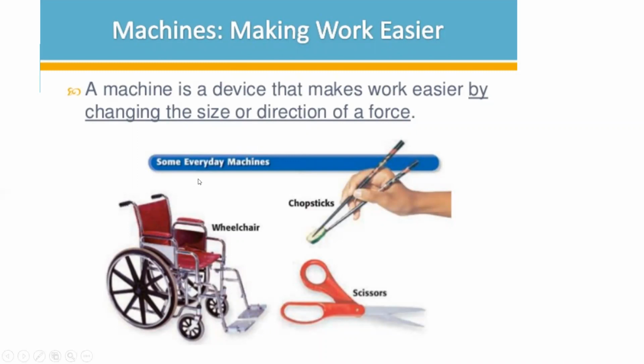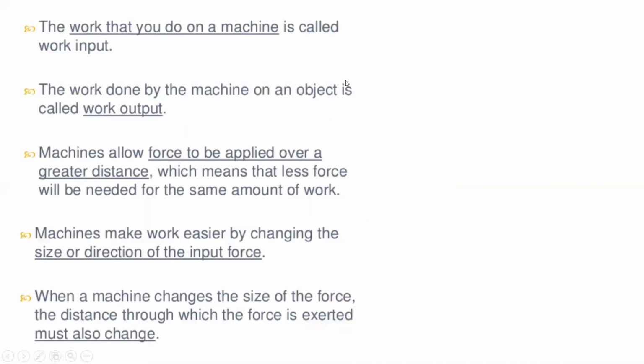These are examples of some everyday machines, like the chopstick, scissors, and wheelchair. Why do we use the scissors? To cut everything, because you change the direction of the force. So it makes the work easier for you. The chopstick and the wheelchair are also examples of machines.